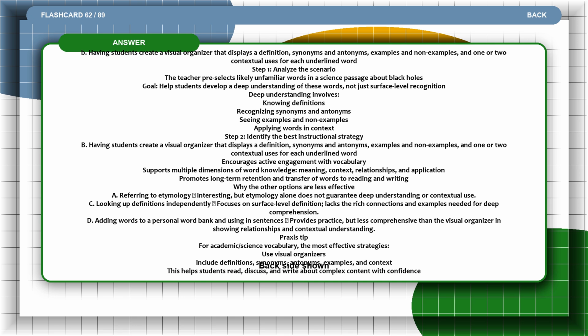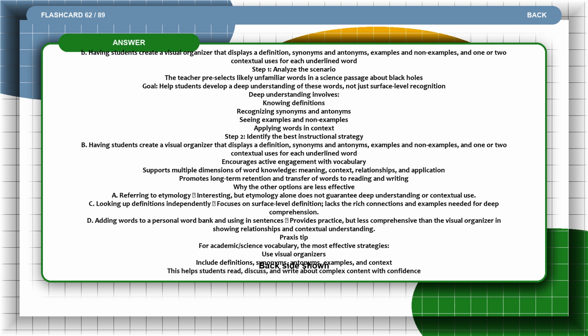B. Having students create a visual organizer that displays a definition, synonyms and antonyms, examples and non-examples, and one or two contextual uses for each underlined word encourages active engagement with vocabulary, supports multiple dimensions of word knowledge: meaning, context, relationships, and application, and promotes long-term retention and transfer of words to reading and writing, while the other options are less effective. Referring to etymology. Right arrow, interesting, but etymology alone does not guarantee deep understanding or contextual use.